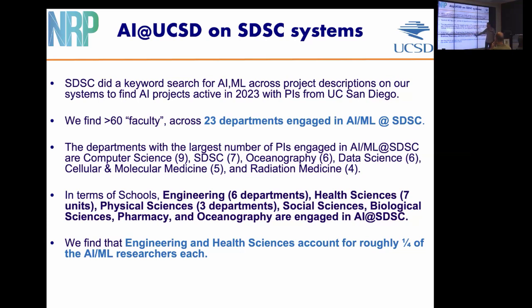And so when I then dug in and tried to get my head around this, I analyzed it by divisions. And again, schools all over the campus. What in the end came out is that engineering and health sciences account for roughly a quarter of the researchers each. In other words, already now I see from the ground up a very strong thrust for AI in health at UC San Diego, which is driving part of the bulk of what's going on in AI and ML. And it's happening both in engineering and in the medical school, and sometimes across the two. That's an interesting finding when you're trying to ask yourself, where is all this happening?